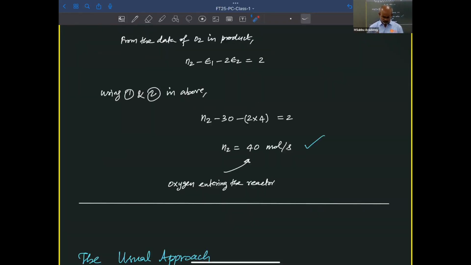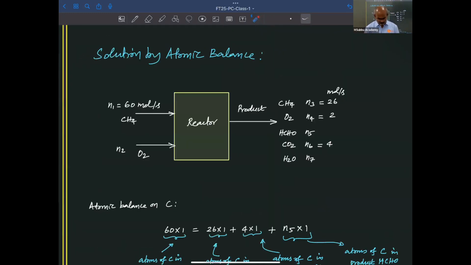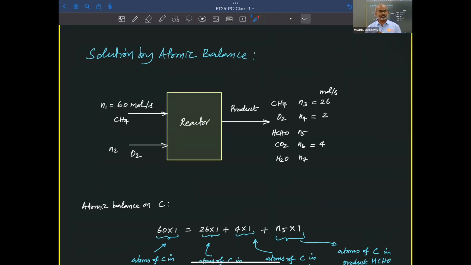Straightforward. Let us also see the other method, which is the atomic balance method. In this method, we need not write anything about the reactions. Simply, you can make a balance on the atoms entering. So what are all the atoms here? Carbon, hydrogen, and oxygen. Only these three are involved. So you can write the balance for carbon, hydrogen, and oxygen. Whatever atoms enter, they should leave.